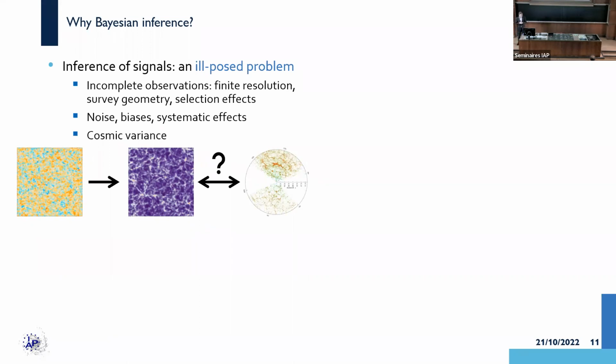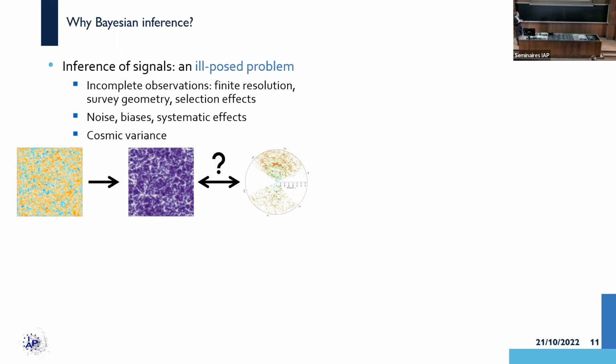The inference of signals is typically a very ill-posed problem, and that's the case particularly for cosmology. We have incomplete observations, we have survey geometry, a mask on the sky, as not the full sky is observed. We have selection effects in the radial direction. We also have noise, biases, systematic effects. And there's even actually cosmic variance, which is a source of uncertainty specific to cosmology. That's the fact that we basically just have one universe to observe.